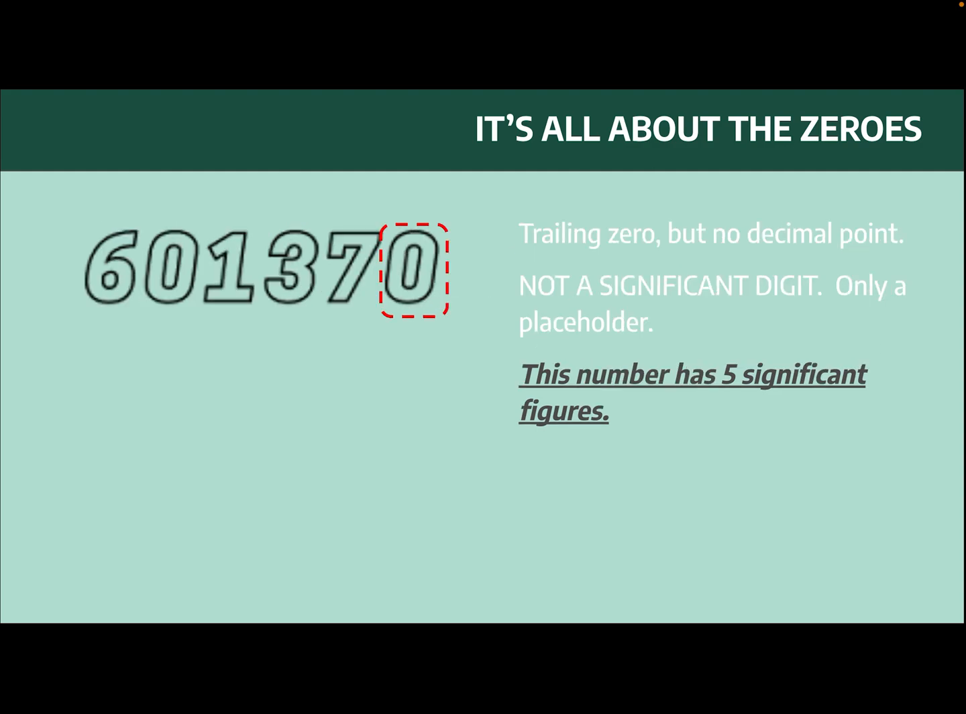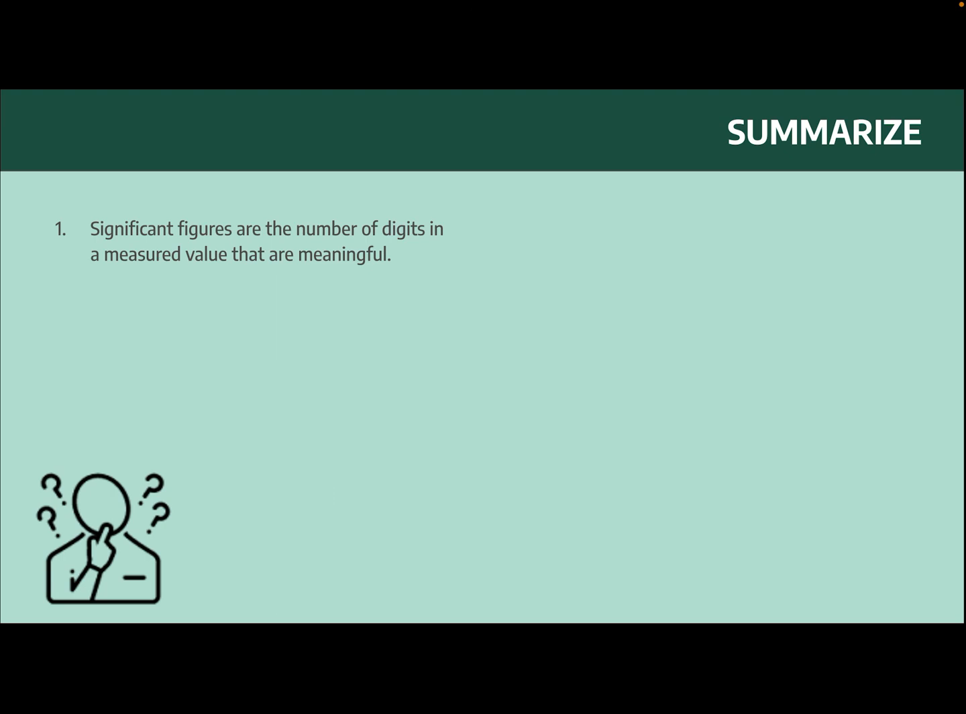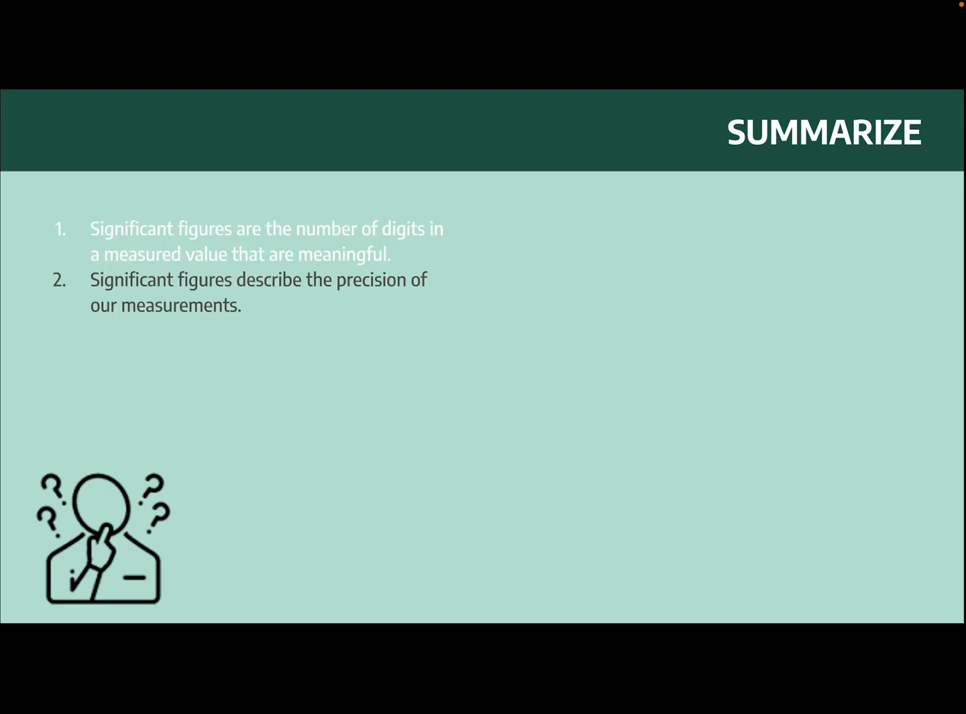Very good. Okay, to quickly summarize, significant figures are the number of digits in a measured value that are meaningful. They're not talking about exact numbers. We're talking about measured values. Exact numbers are things like a dozen eggs is definitely 12. A gross of eggs is definitely 144. Those are exact. When we're talking about significant figures, we're talking about measured values. Exact values don't have significant figures.